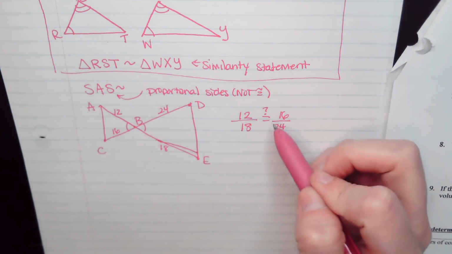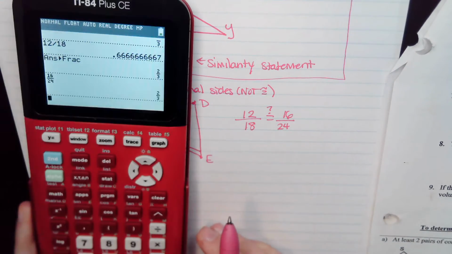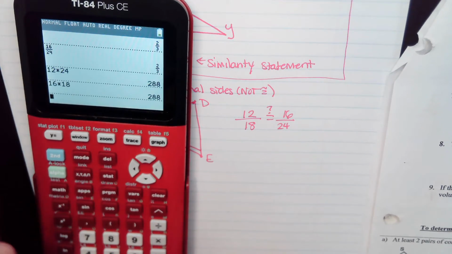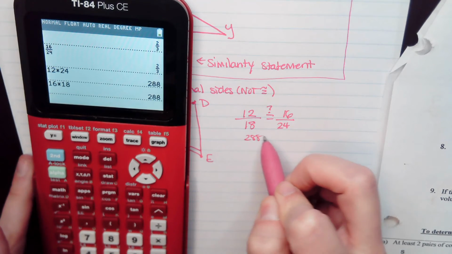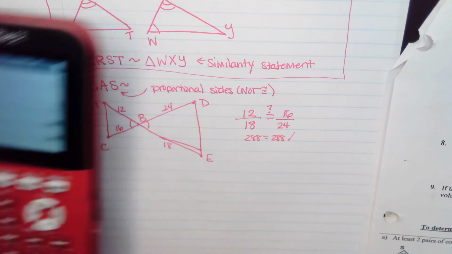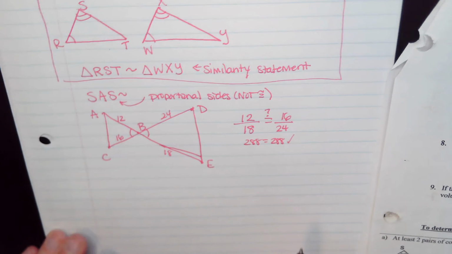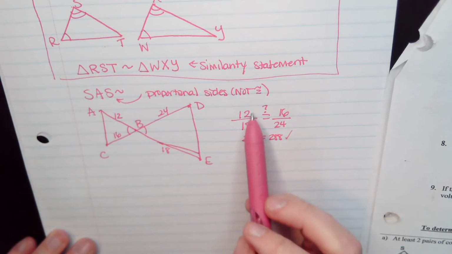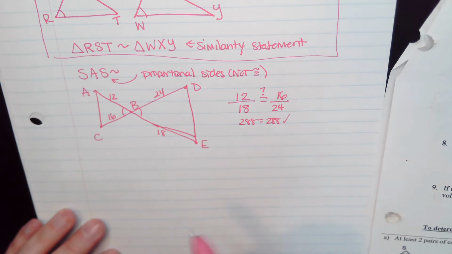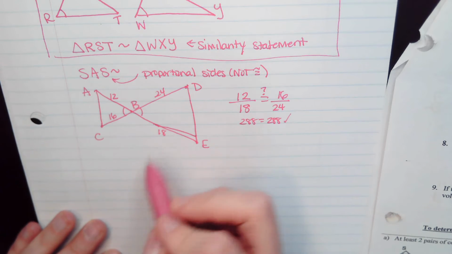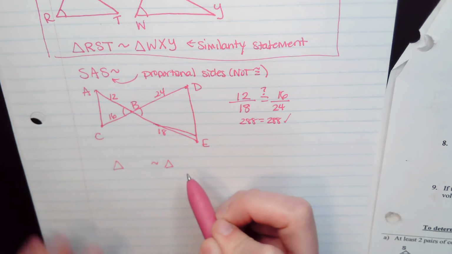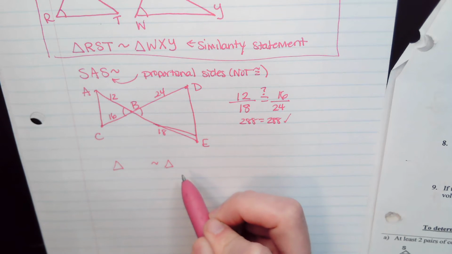Or another way of doing this is to cross multiply them. So multiply 12 times 24 and 16 times 18, and they both give you 288. So we know if the two diagonals are equal when you cross multiply, that it's a true statement. So we have two pairs of proportional sides, which tells us that the two triangles are similar by side angle side. So pause the video and try writing out your similarity statement now.